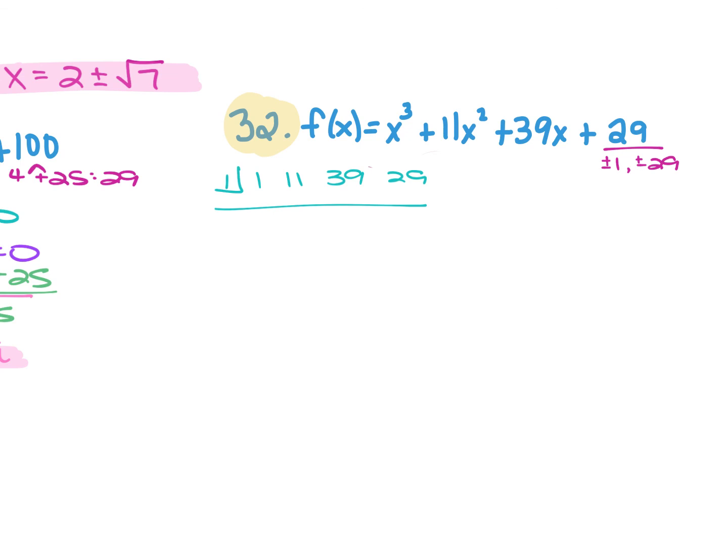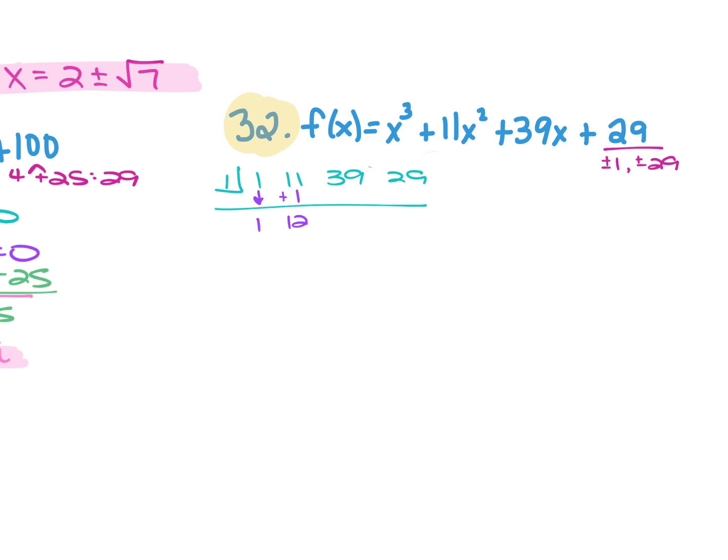Remember with these, if you are missing a variable with a power, so let's say you have an x cubed, then it jumps to x. There's no x squared, you'd place a 0 in for that term. You are going to pull down your first term, which is that 1. Multiply the 1 that you just pulled down by the 1 that's in the box. 1 times 1 is 1. Add it to the next term that you have there to the right. So 11 plus 1 is 12.